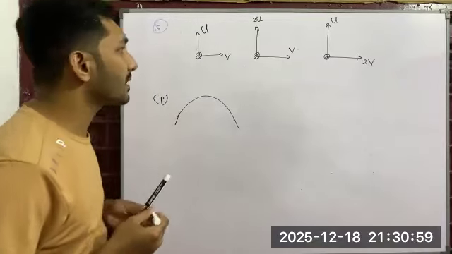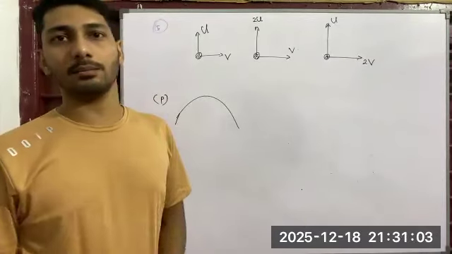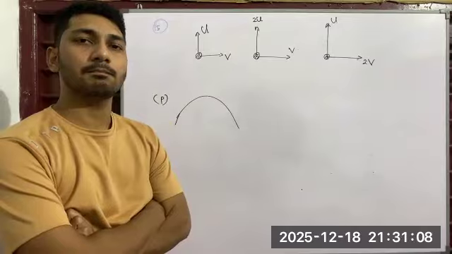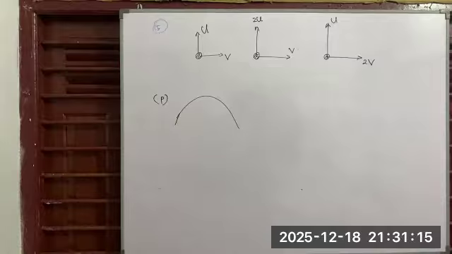Now tell me, what are the factors that affect the shape of the path? Two factors, tell me. Height and velocity. Height and velocity.